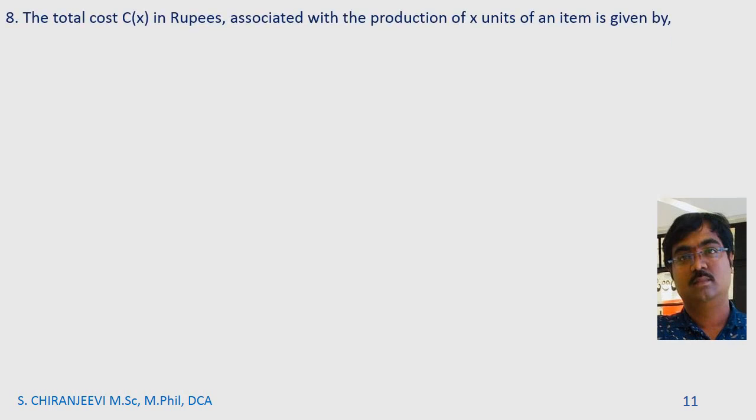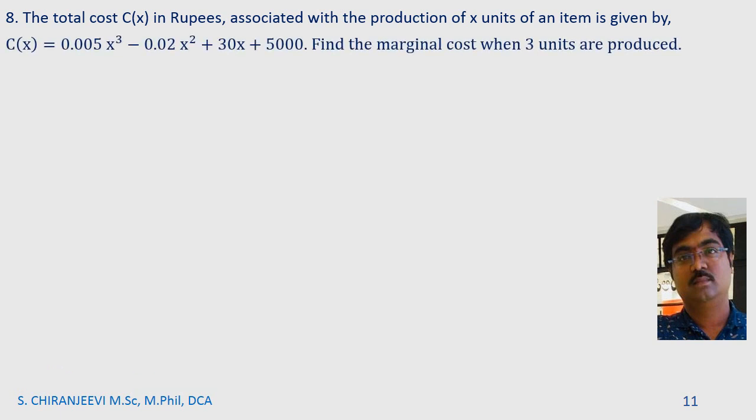Next, eighth one. The total cost C of x in rupees associated with the production of x units of an item is given by C of x equal to 0.005 x cube minus 0.02 x square plus 30x plus 5000. Find the marginal cost when 3 units are produced. Given C of x equal to 0.005 x cube minus 0.02 x square plus 30x plus 5000.